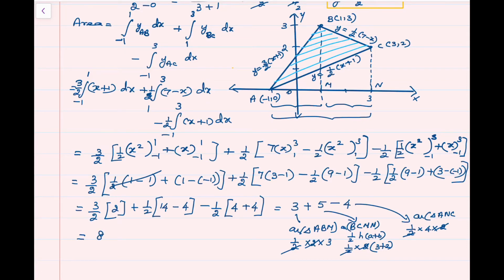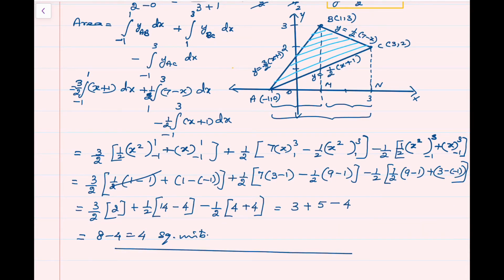So 8 minus 4, which is 4 square units. We cannot directly use these formulae to calculate the area, because it will be mentioned in the question, using integration find the area. The answer is 4 square units.